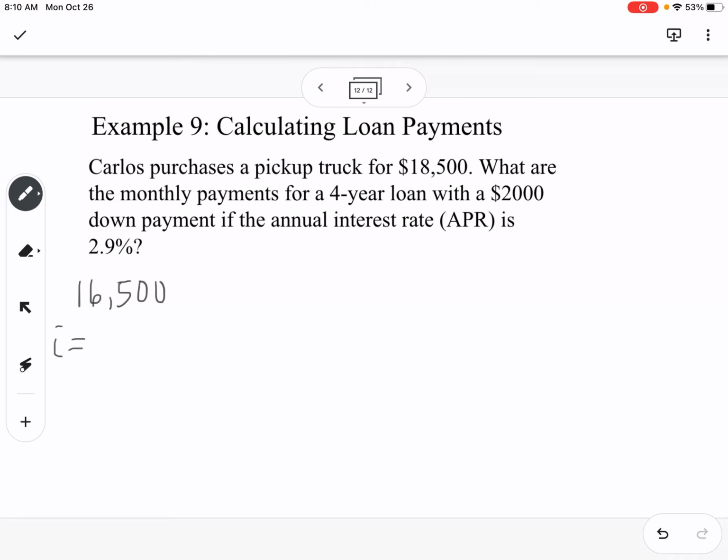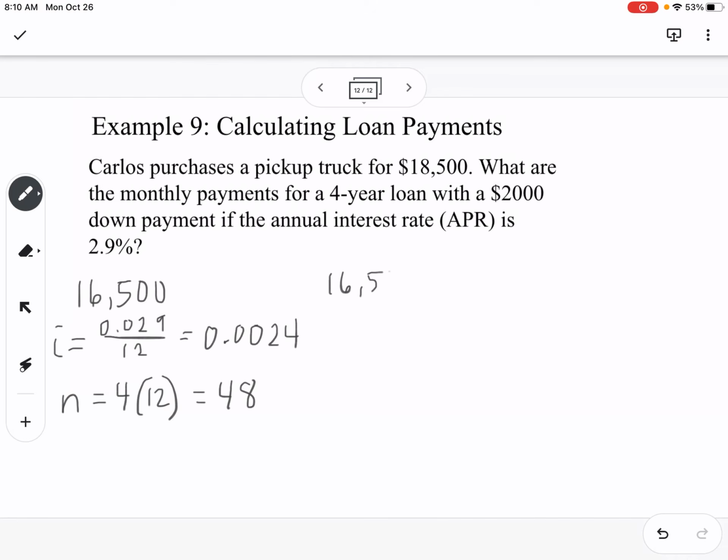Then to find I, we take our APR, 2.9%, written as a decimal, and divide it by 12, because we're talking about monthly payments. If we divide that by 12, we get 0.0024. Then N is our number of payments. We know there are 4 years of payments and 12 months in a year, so that gives us 48.